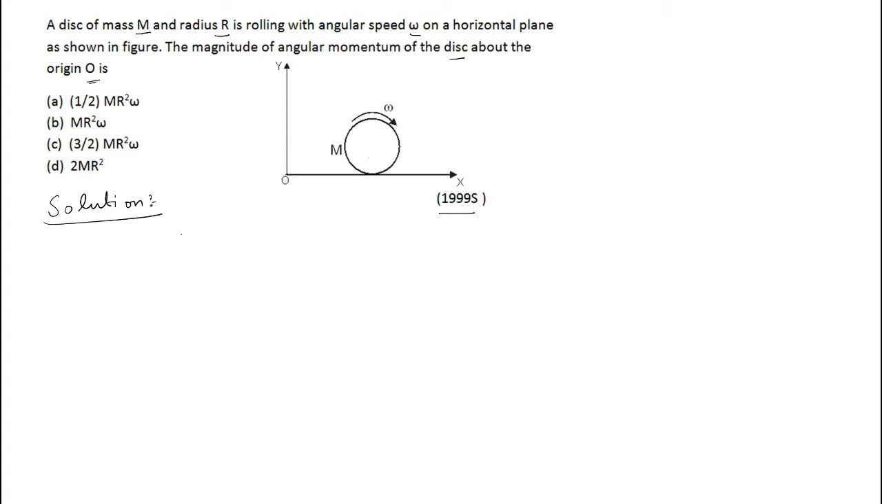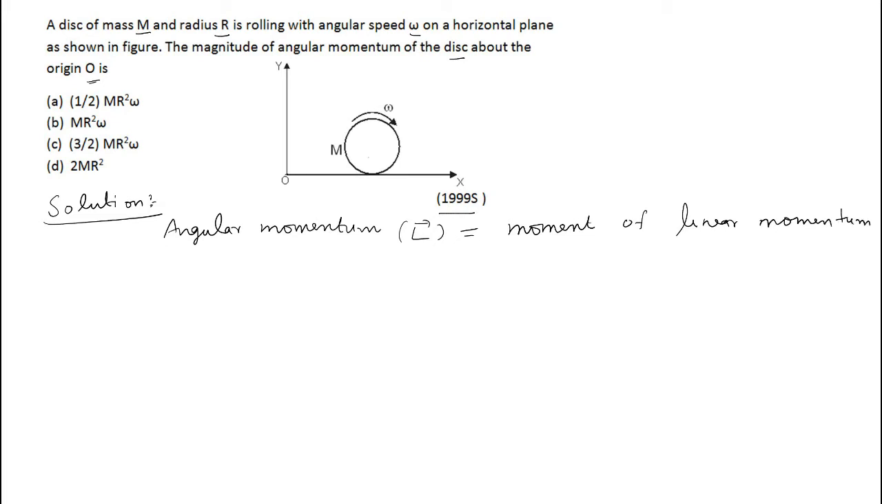So you should know what is meant by angular momentum. The usual symbol is L, which is a vector quantity. It is defined as moment of linear momentum. Whenever you have the words moment of in physics, it means you have to multiply it by some proper distance.